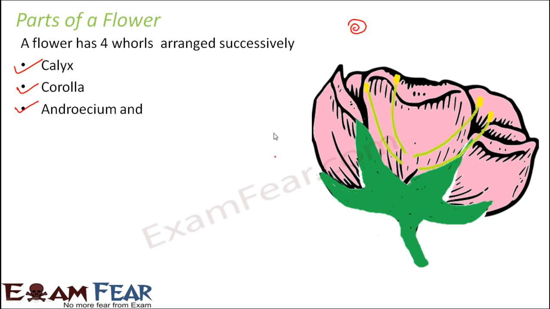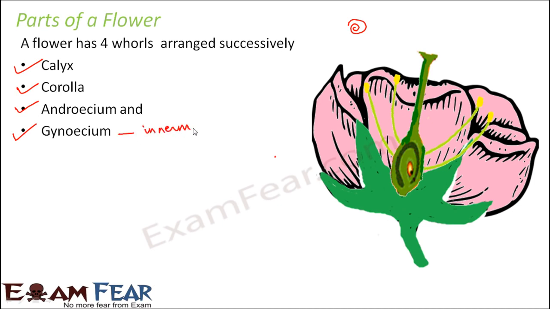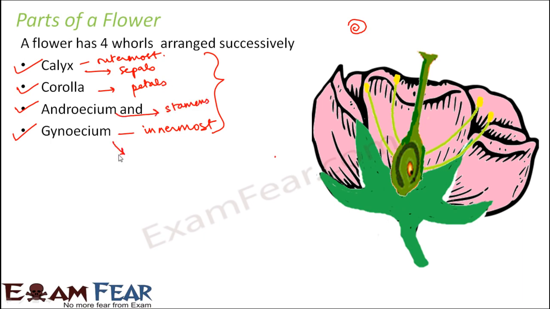Next is the androecium, which talks about the stamens. All the stamens together are also in a circular fashion, and this whorl is known as the androecium. And finally gynoecium, that is for the female reproductive part, which is located at the center. So gynoecium is basically the innermost whorl, right? And calyx is the outermost whorl. So these are the 4 whorls. Calyx is made up of the sepals, corolla is made up of the petals, androecium is made up of the stamens, and gynoecium is made up of the carpel. Right? So these 4 whorls together form a flower.